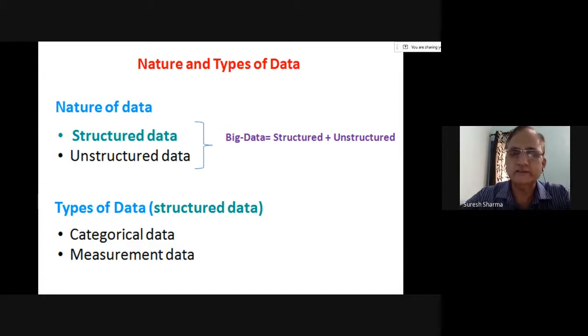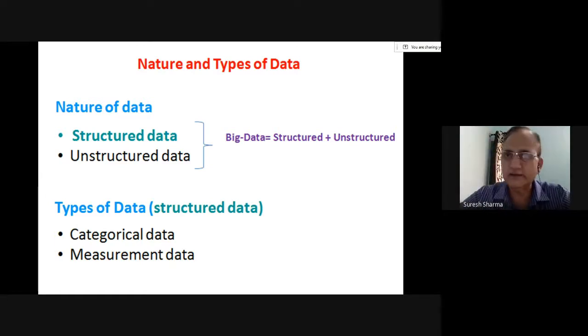So if you look at the structured data, it is basically again of 2 types. Either it is called categorical data or it's called measurement data. Now, what do you mean by categorical data? Categorical data is the one where measurements are in terms of categories. For example, gender. It's category male and female. I can write male as 1, female as 2, or you can write female as 1, male as 2. Doesn't make any difference, right?